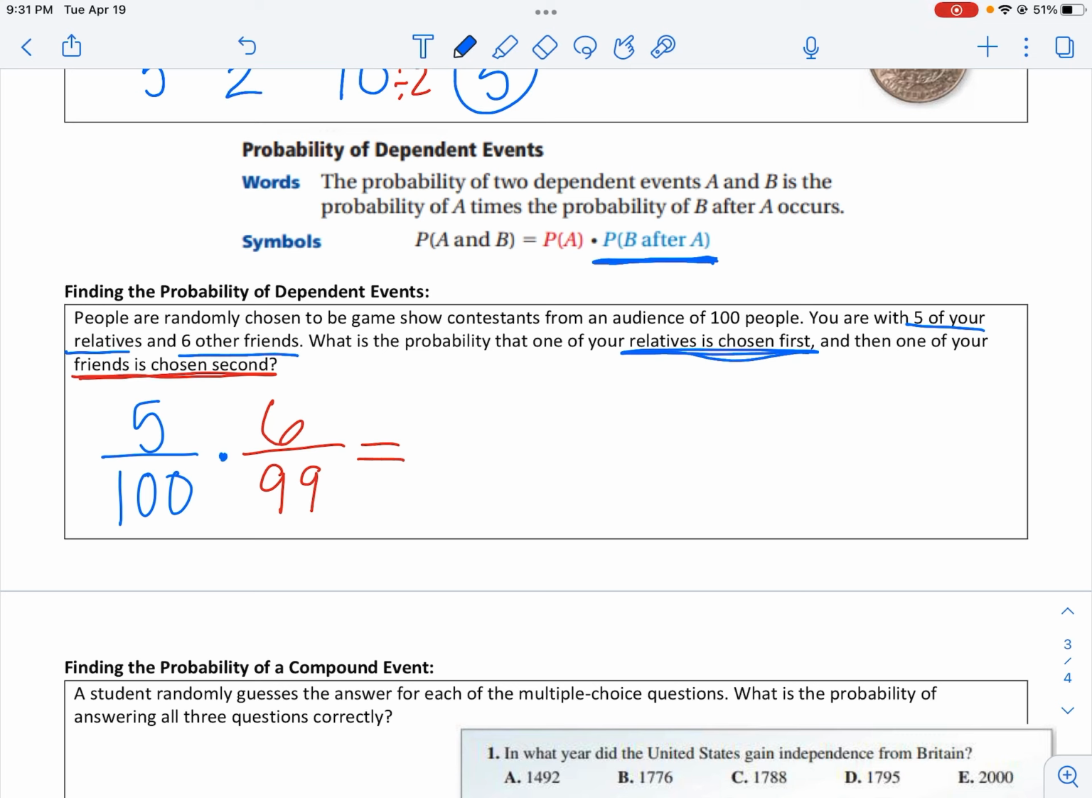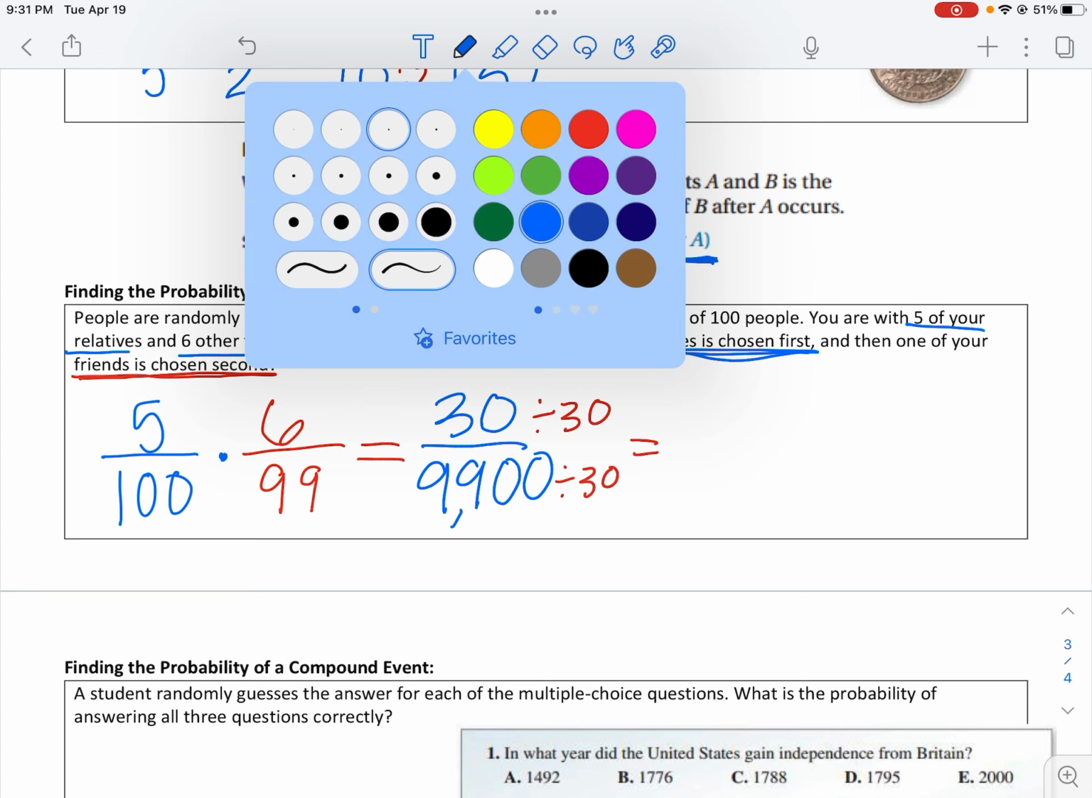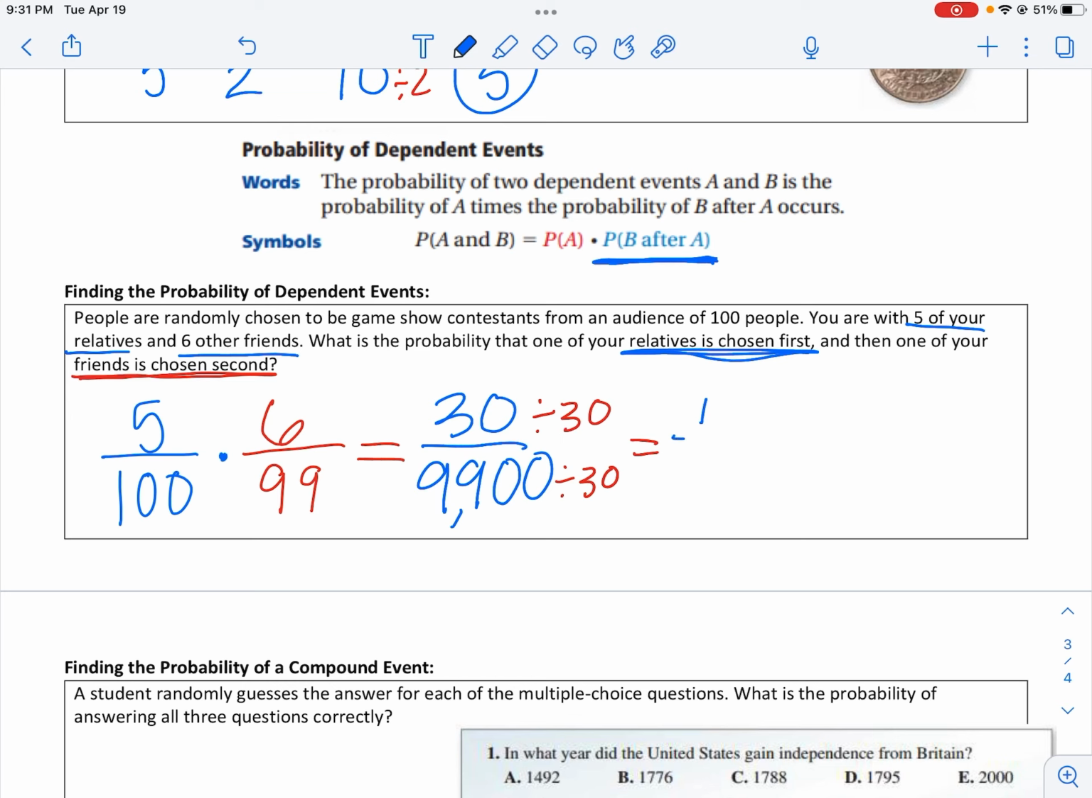So then you just multiply across. 5 times 6 is 30. 100 times 99 is 9,900. If you put that in your calculator, it should simplify for you. We're going to divide both of these by 30, just because I've already done it and I know that they can divide by 30. So 30 divided by 30 is 1. 9,900 divided by 30 is 330. So that means there's a 1 in 330 chance that one of your relatives will be chosen first and then one of your friends will be chosen second.